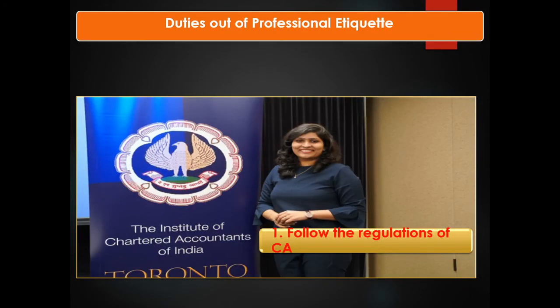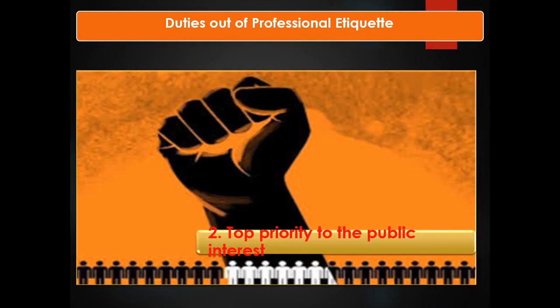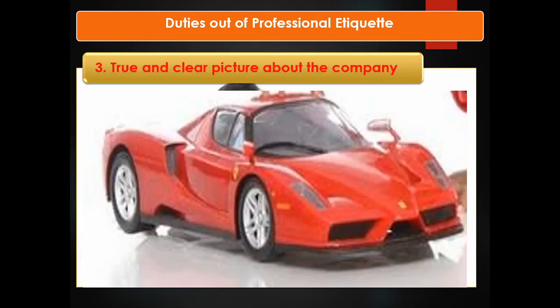As an auditor is a lifetime member of the Institute of Chartered Accountants of India, whatever updates are given by the Institute, every auditor should follow. Top priority to the public interest. Whenever he comes across contrasting interests, like those of directors or employees or shareholders or the general public, in such situations it is the duty of the auditor to give priority to the general public interest and not any other groups. True and clear picture about the company.